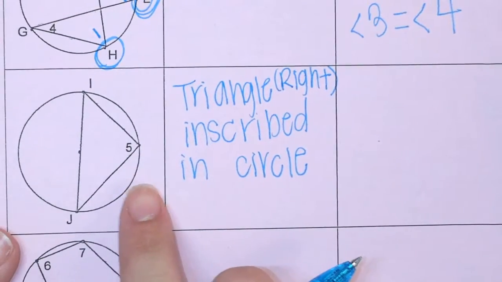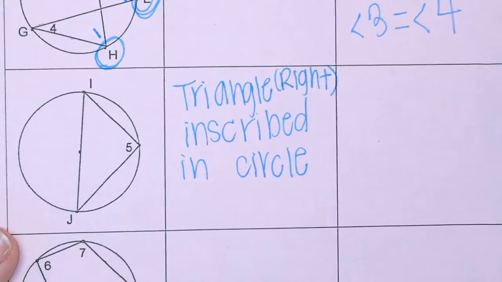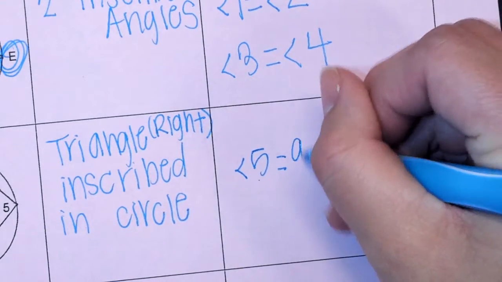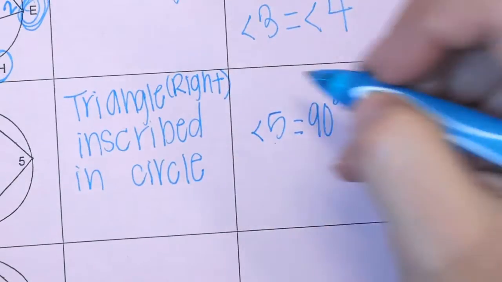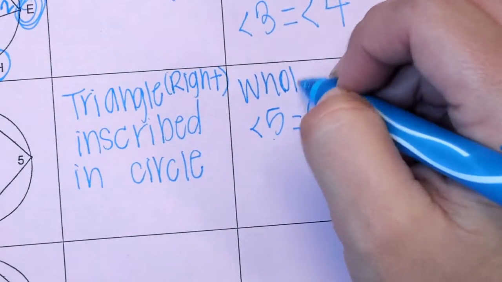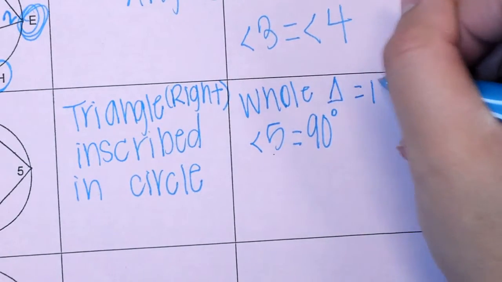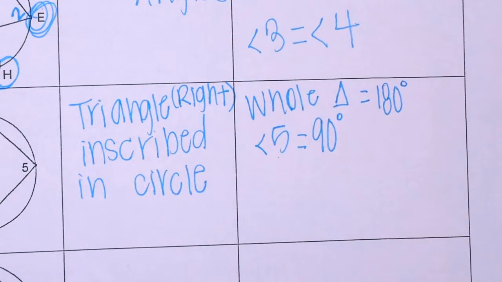In this case, which angle is going to be the 90-degree angle? Angle 5. So put angle 5 equals 90 degrees. How many degrees are in a triangle? The whole triangle. You might want to write yourself a little note on here. The whole triangle equals 180 degrees.